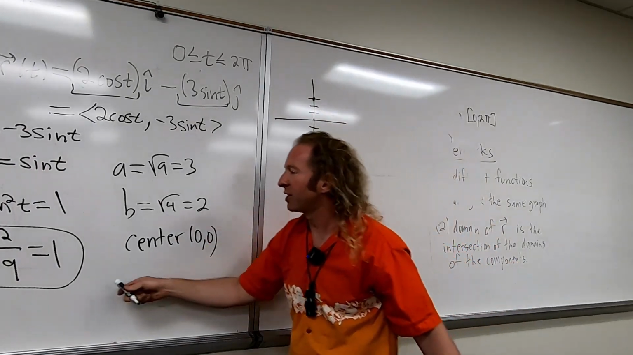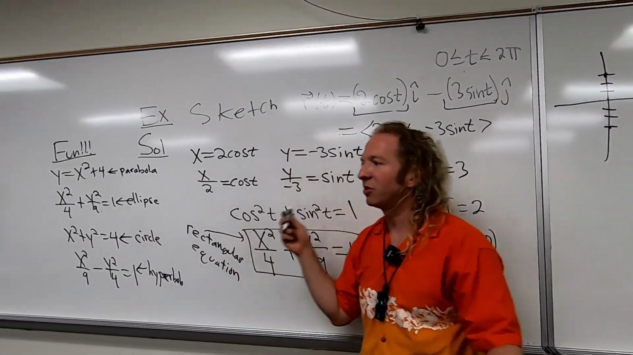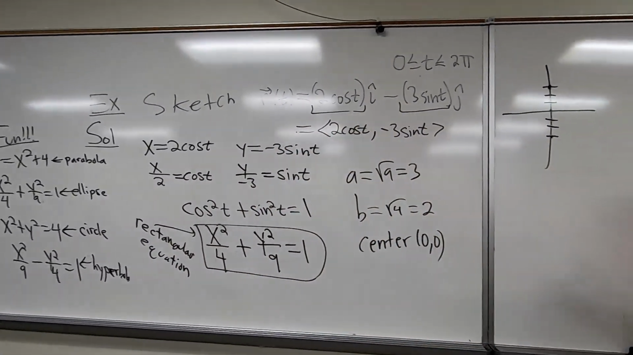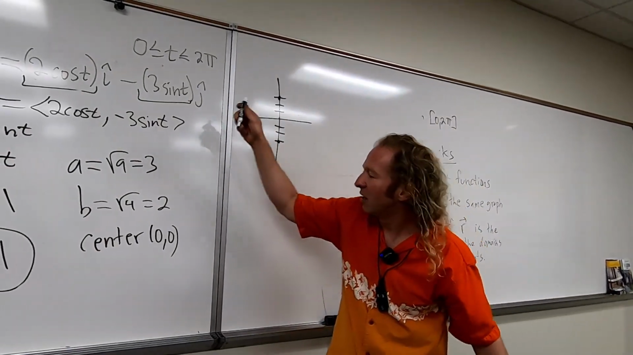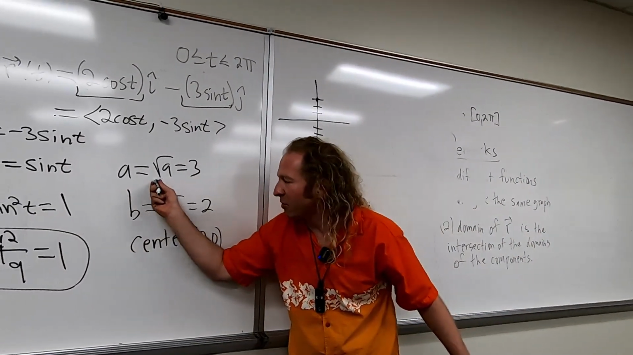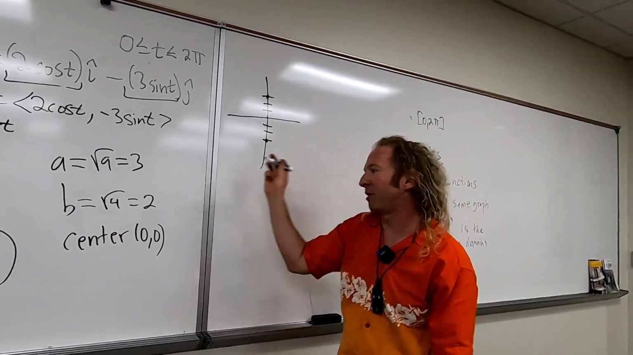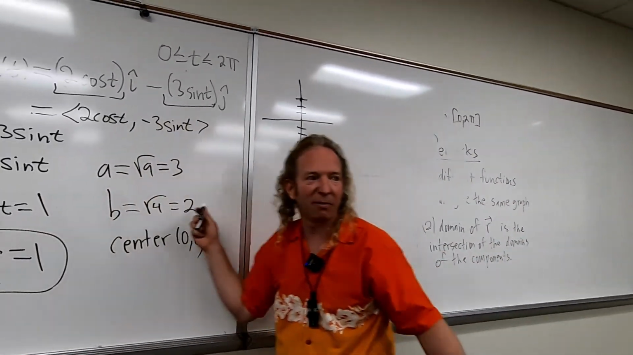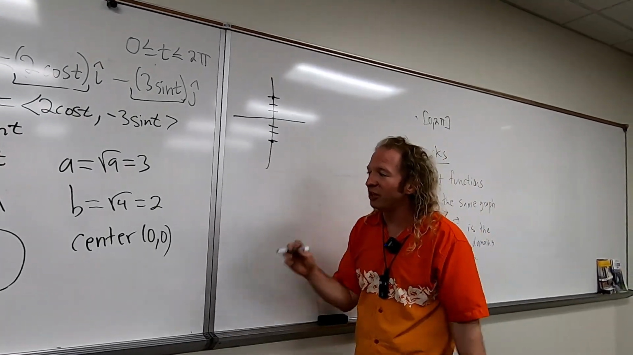If the bigger number was under the x, then the major axis would be horizontal. That means you would go left and right by A. I know it's a lot of information, but in pre-calc, this is one of the hardest topics. Because the bigger number is under the y, we go up and down by A. It's a cheap way to do it. If the bigger number is under the x, we go left and right by A. A really cheap way to do it, and I do not recommend doing it this way. I shouldn't even say it, but I'll say it.